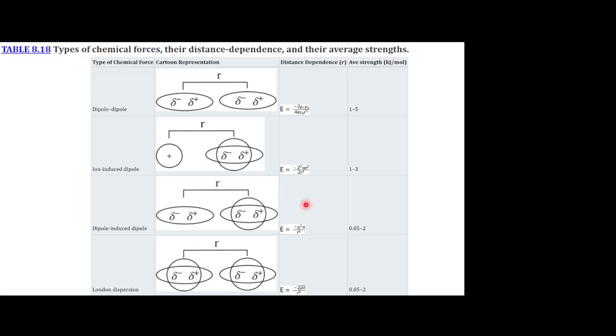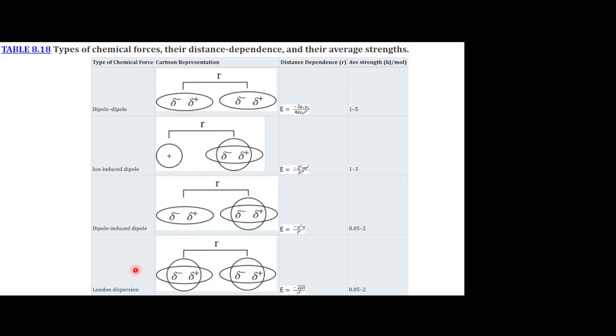Okay. This is dipole-dipole interactions. The strength drops off. Ion induced dipole interactions. Everybody knows what induced dipole is? Okay. So a dipole that's temporary, right? This is a dipole-induced dipole then. And this is London dispersion, which is induced dipole, right?